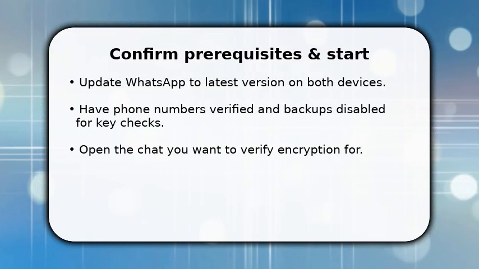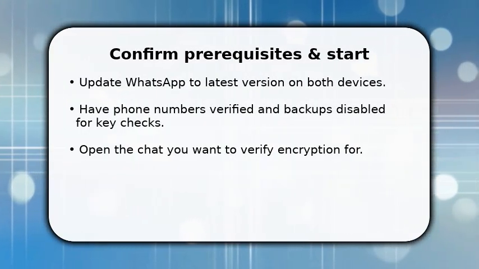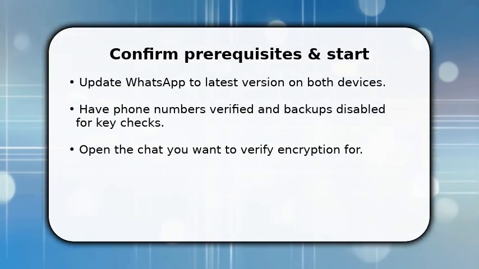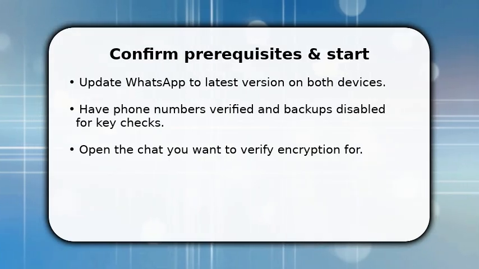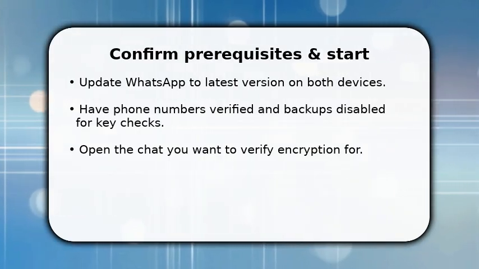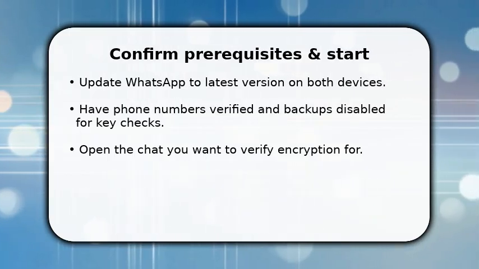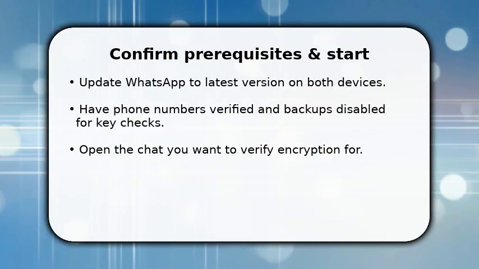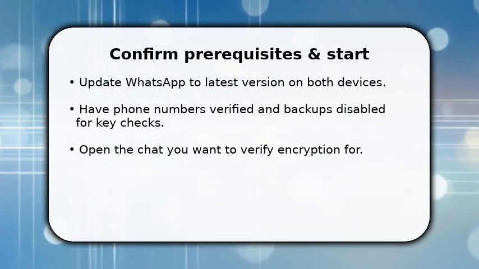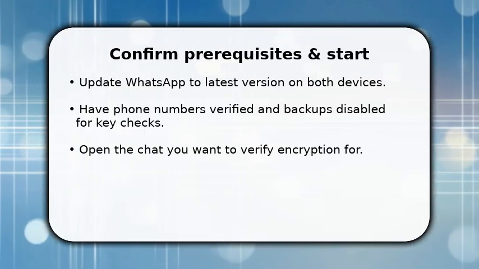You begin by confirming prerequisites: updated apps, reachable contacts, and backups off for verification. Open the chat and tap the contact name to access contact info. This is where encryption controls live. Once done, locate Encryption and view the QR code and 60-digit number. This represents your key fingerprint.